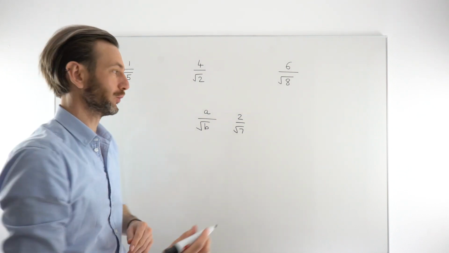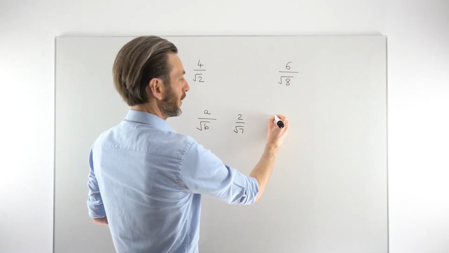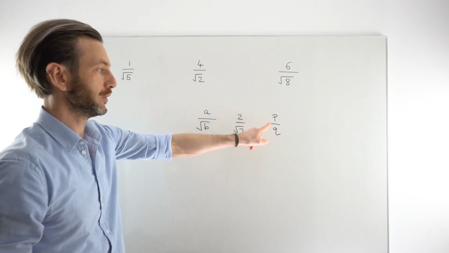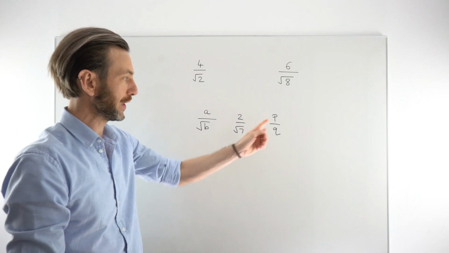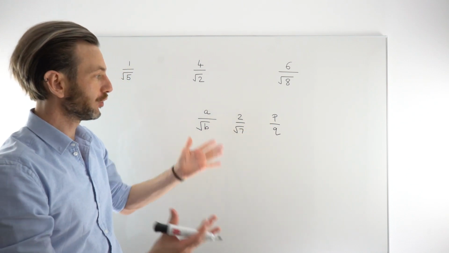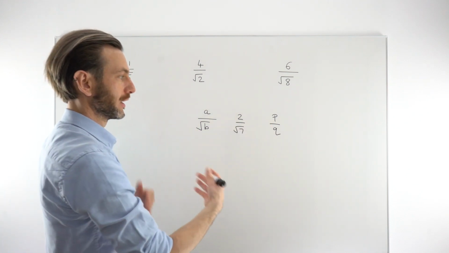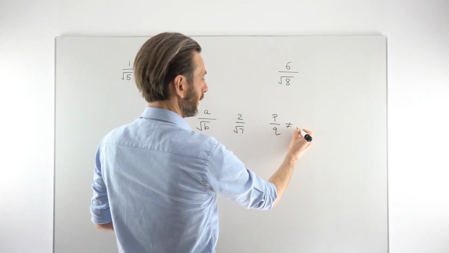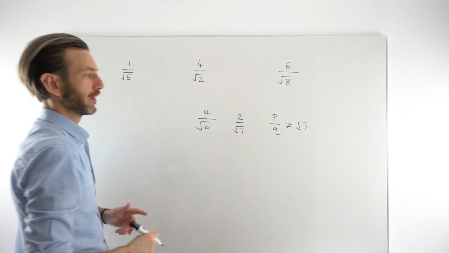Remember, an irrational number is one that you cannot write in the form of a fraction. So if you can write it as p over q, that's a rational number, a ratio, a fraction. If you cannot write it like that, then it's by definition an irrational number. So there's no way to write root 7 as a p over q, so that's an irrational number.